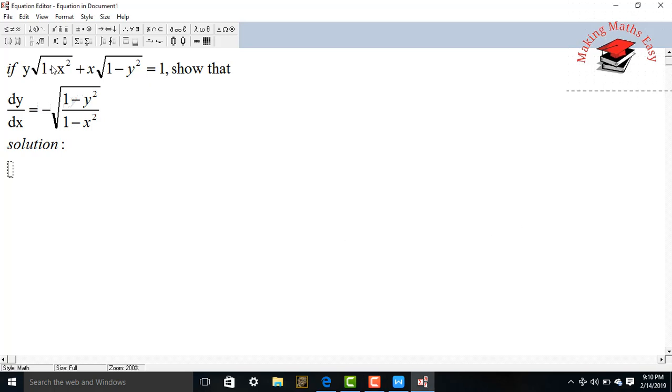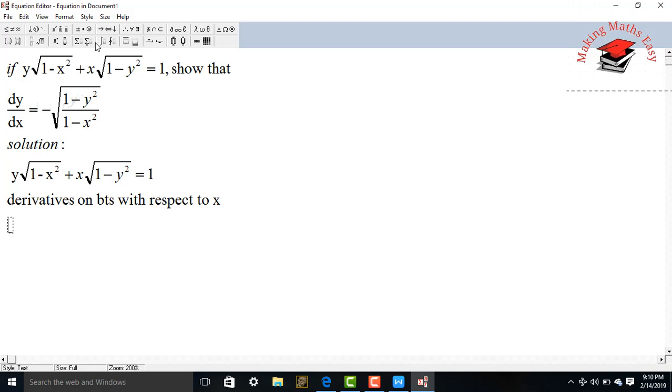First of all, take the given thing. The given thing is y into the square root of 1 minus x square plus x into the square root of 1 minus y square is equal to 1. Now the second step, I have told you in the previous video that we have to take the derivative on both the sides. So we take the derivative on both sides with respect to x.